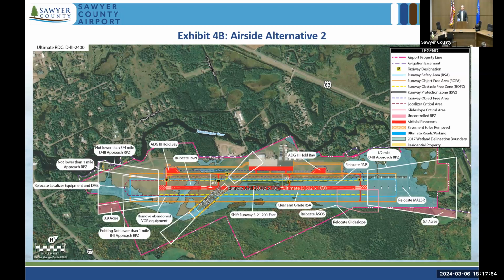Next slide. This option and the one that follows is basically looking at shifting the runway itself to the east about 200 feet.